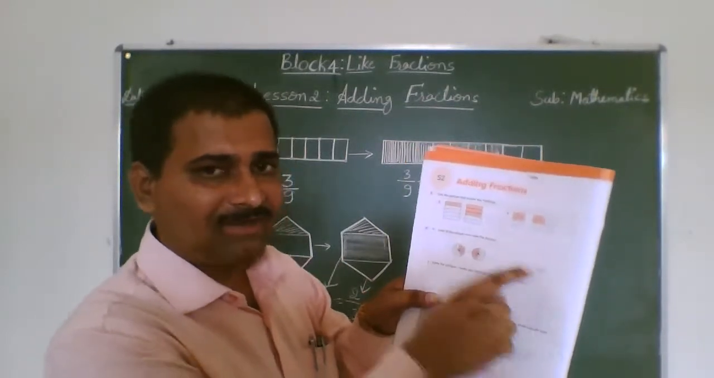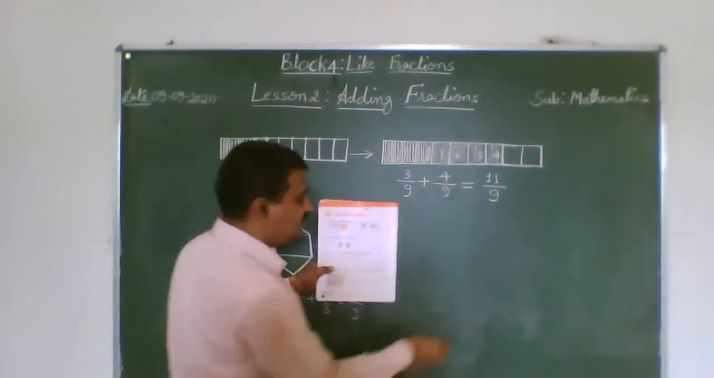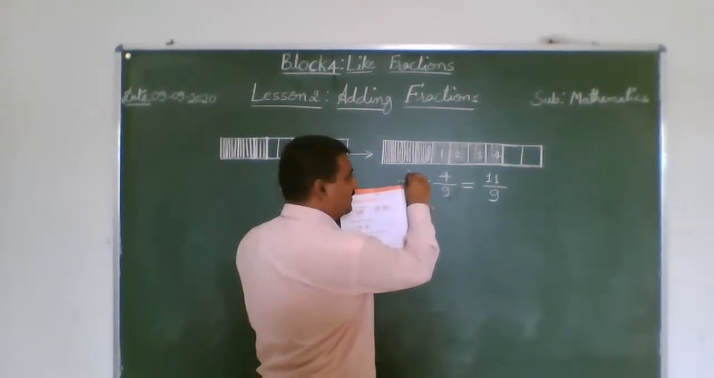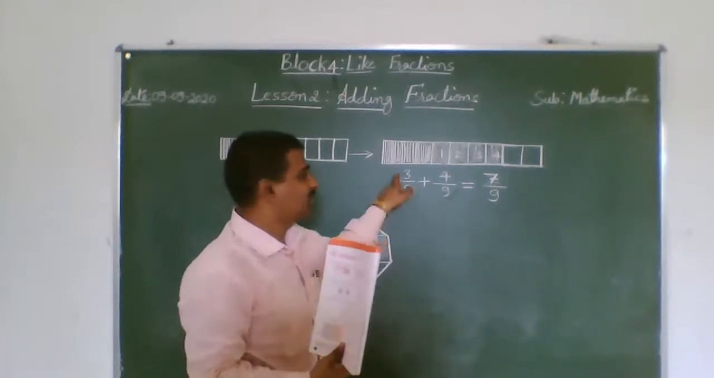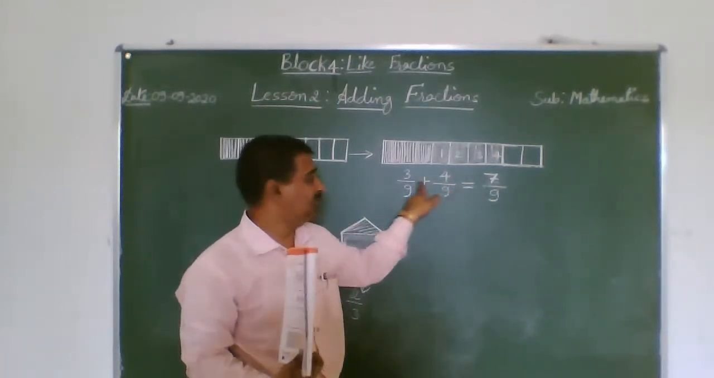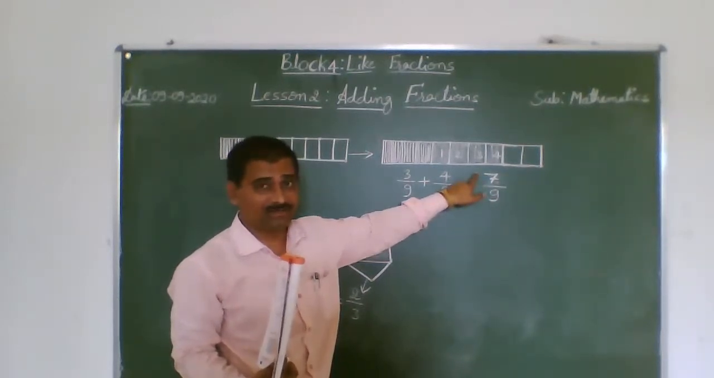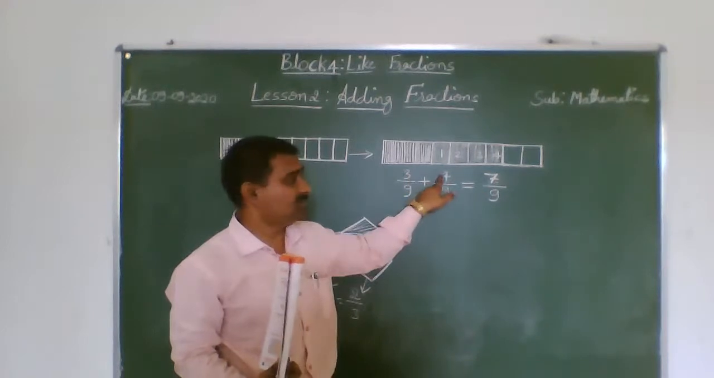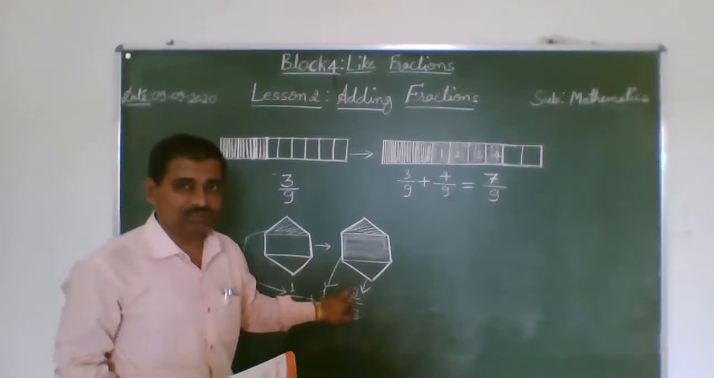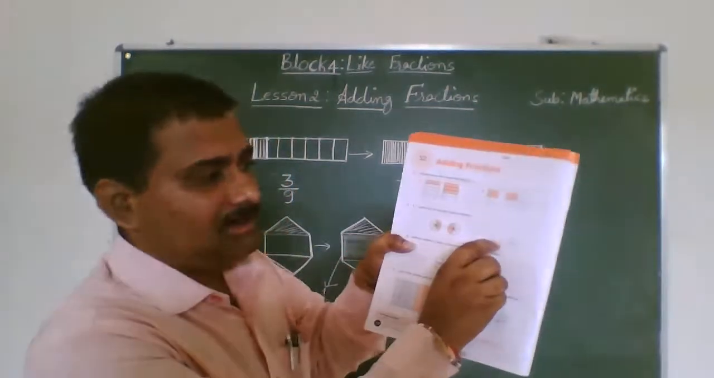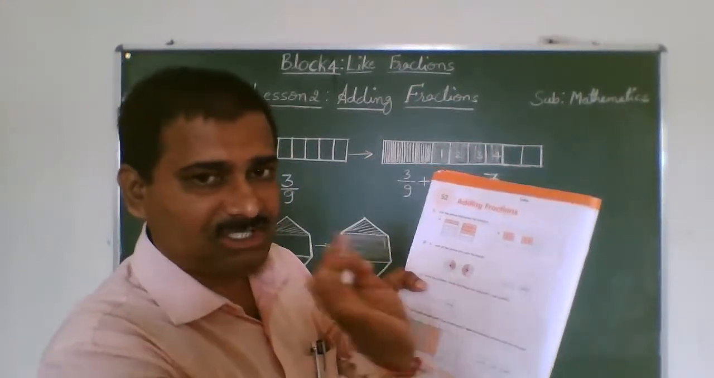How to add, I have already explained. How to add like fractions? Add numerators: 3 plus 4, 7. I am sorry, 3 plus 4, 7. So 7 by 9, it is not 11. I made a mistake. 3 plus 4, 7, so 7 by 9. 1 plus 1, 2 by 3. In the same way, add the numerators and keep the denominators as they are.